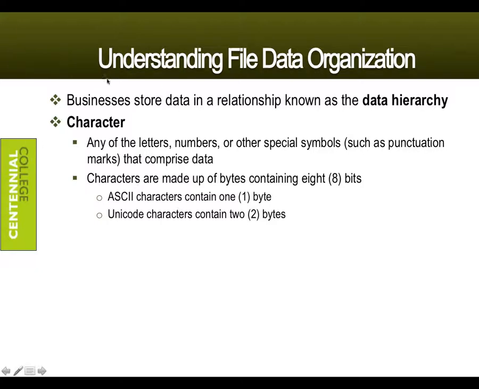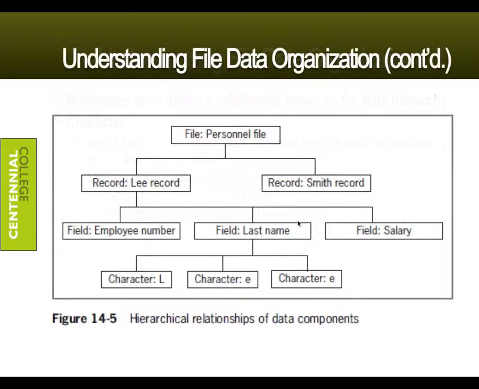So here's something that's a little different. Businesses store data in a relationship known as a data hierarchy, right? A character, of course, is any of the letters and numbers. And characters are made up of bytes, 8 bits. And then you have ASCII type characters containing 1 byte and Unicode characters containing 2 bytes. So different kinds of characters.